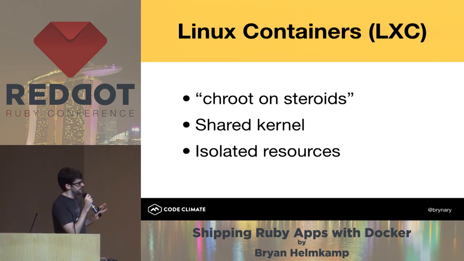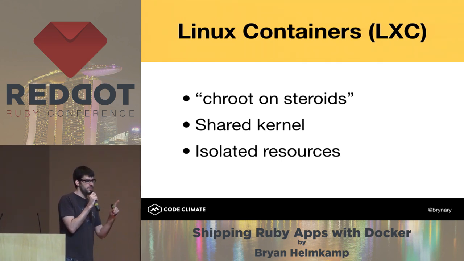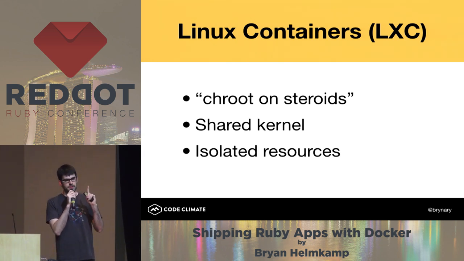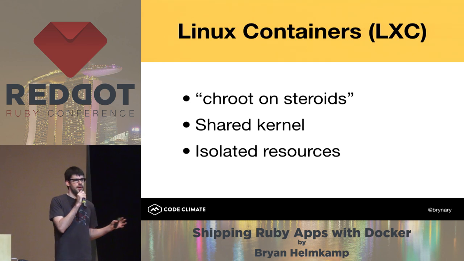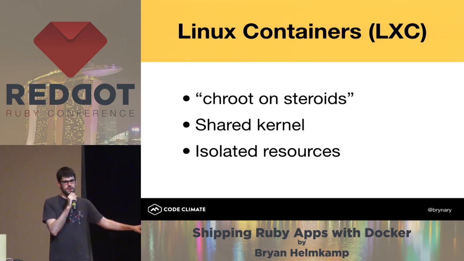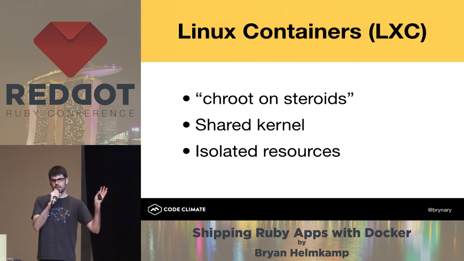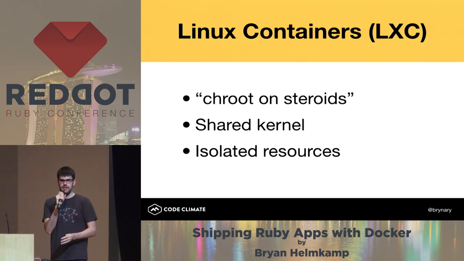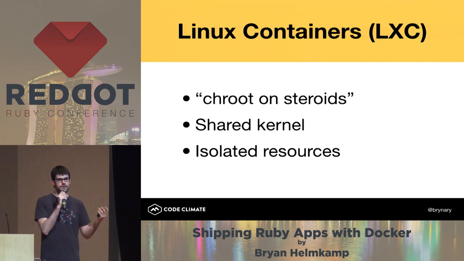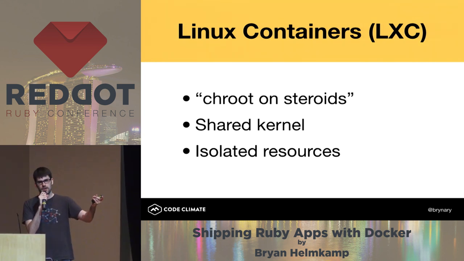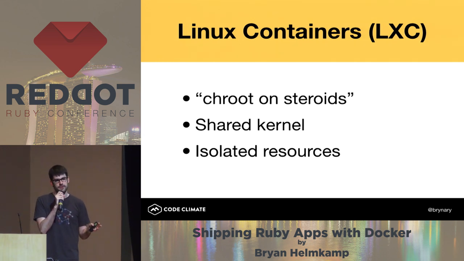It's chroot on steroids, so it means you get a shared kernel and isolated resources. You can only be running one version of the Linux kernel when you're using container-based virtualization. There's no, okay, I'm going to run this kernel with these kernel modules over here, and then do something completely different over here. You can do that with a full VM system that a lot of people run on things like AWS. On AWS, you can pick your kernel. You can't do that with container-based virtualization.